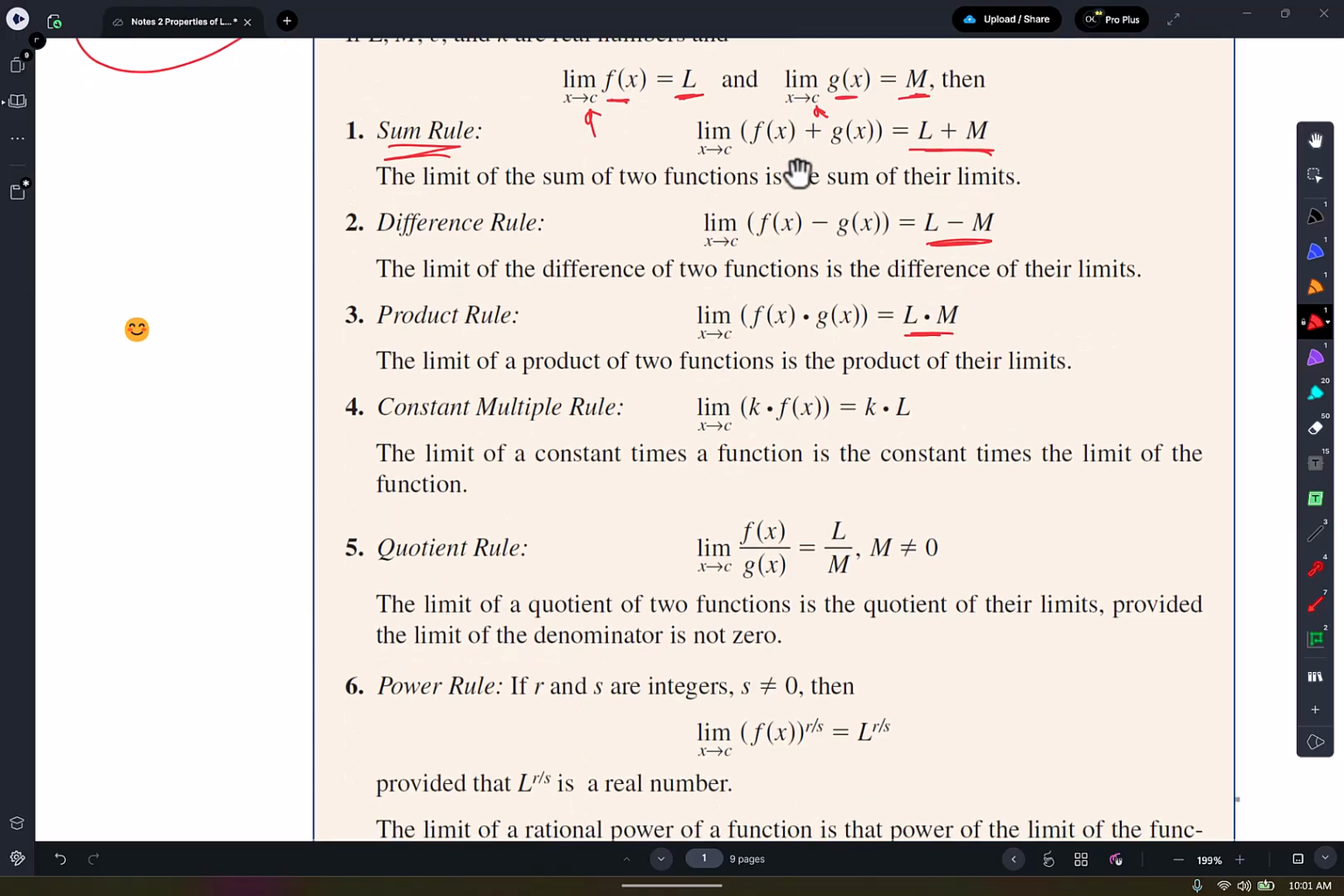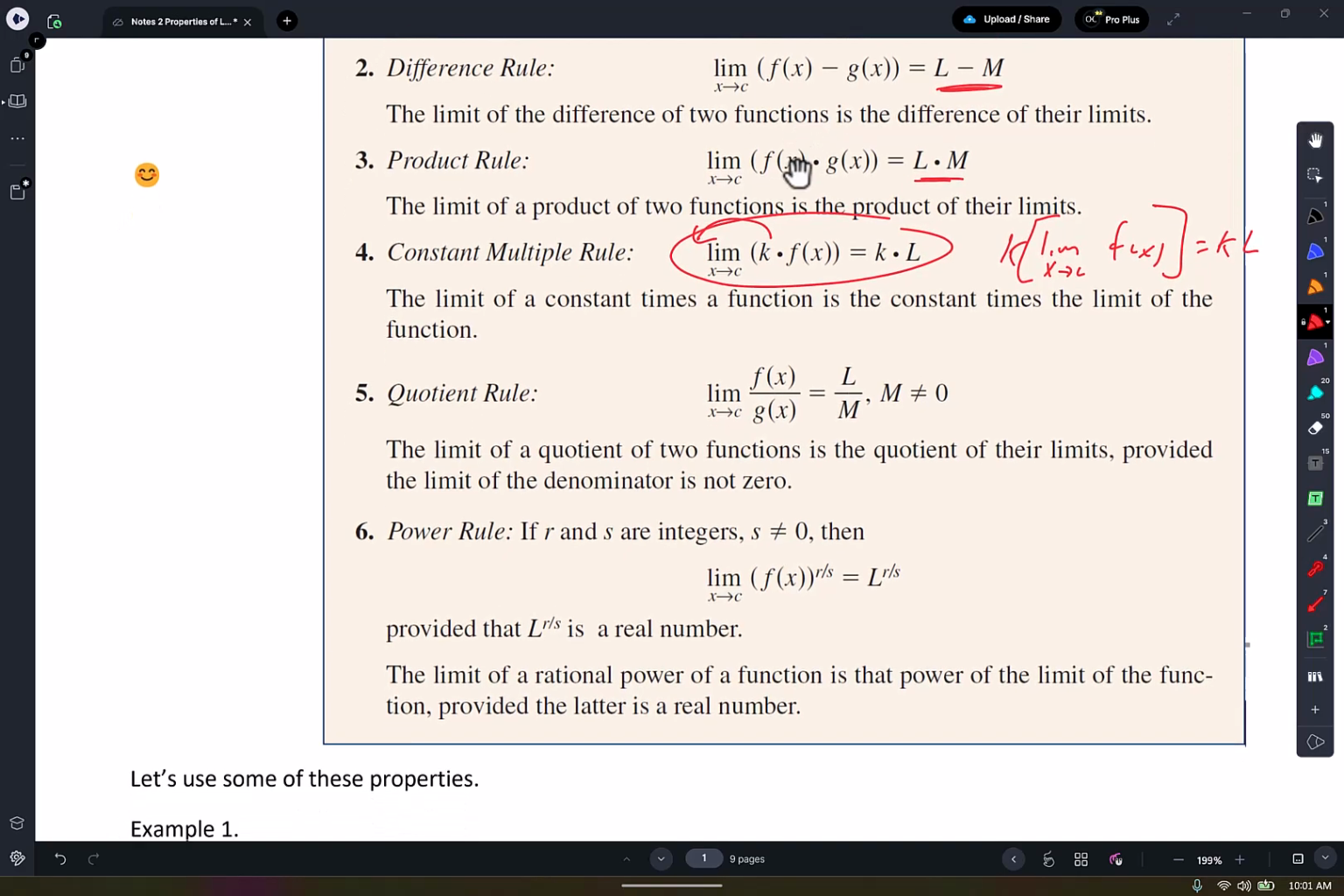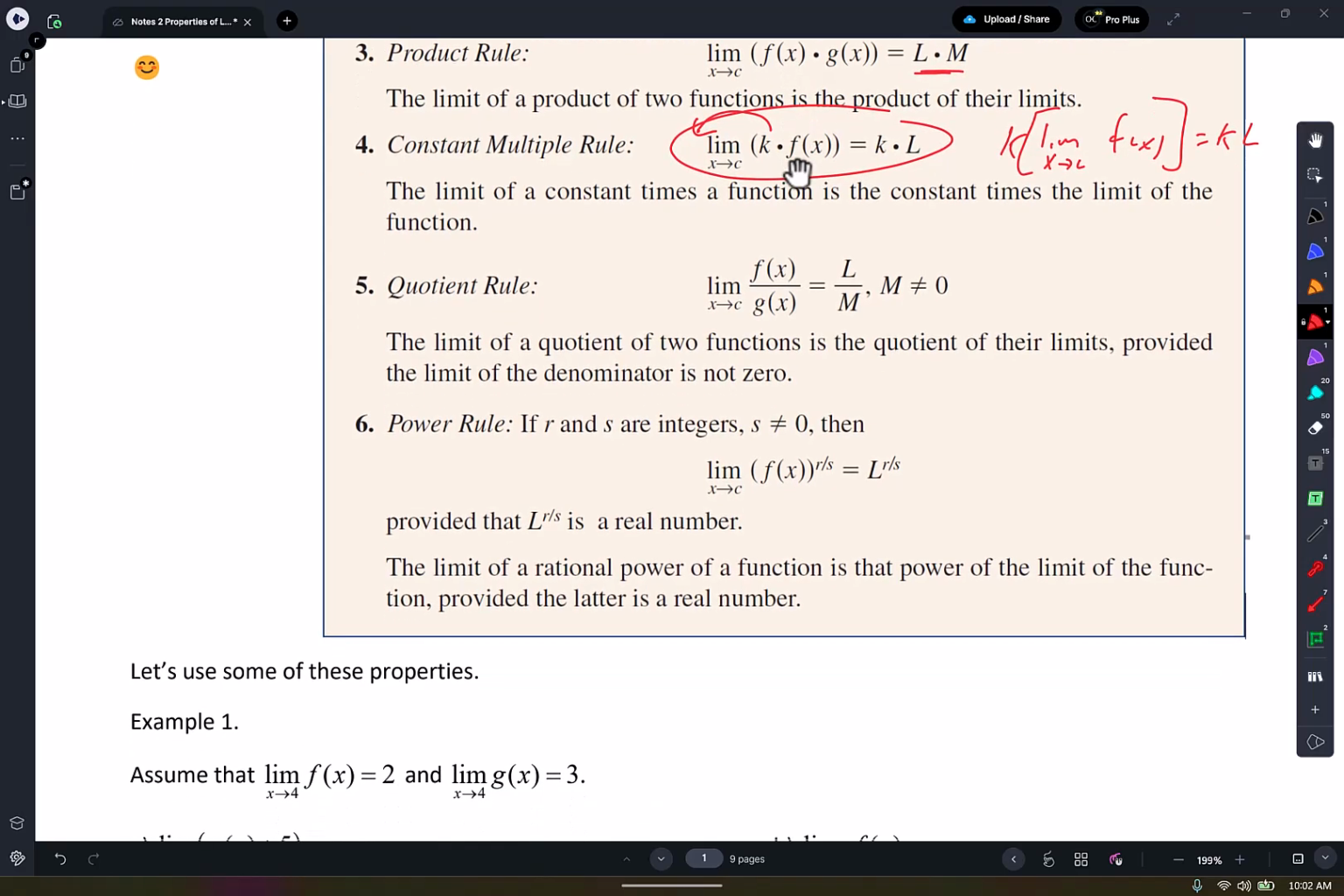If you have a constant in front of that f of x, you can pull the constant out. Sometimes they'll write this one like this, k times the limit as x approaches c of f of x. And we already know that this right here in brackets is L, so this is just k times L. Don't freak out, guys. You're going to see we're going to use them right now. The limit as x approaches c of this quotient, as long as g of x is not equal to 0, is L divided by m. And you can square root it. You can raise it to any other power as long as it's a real number.